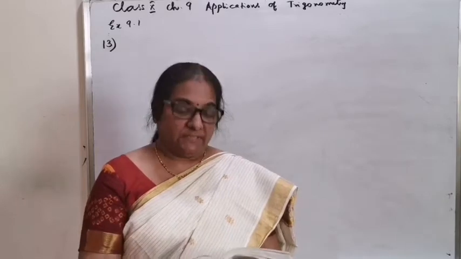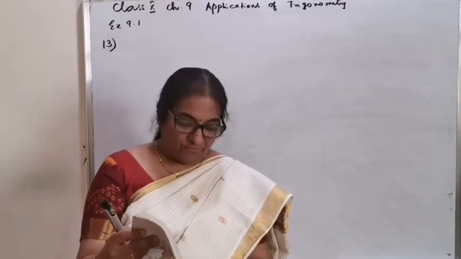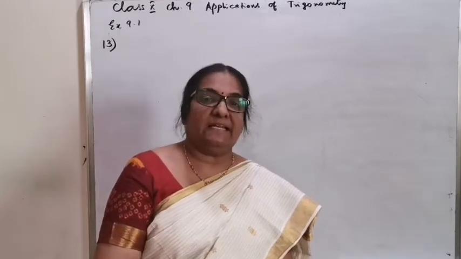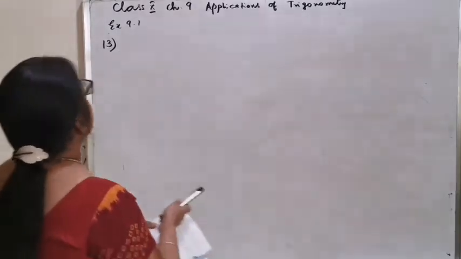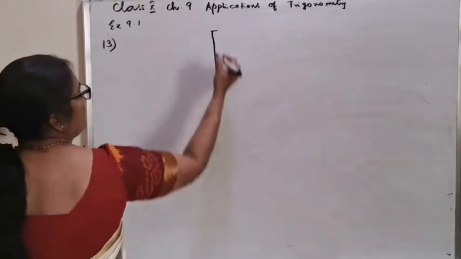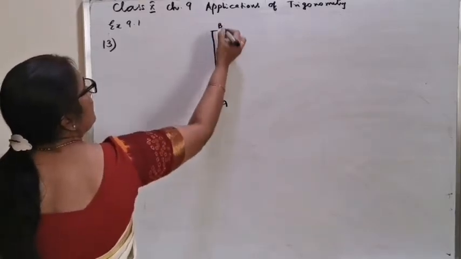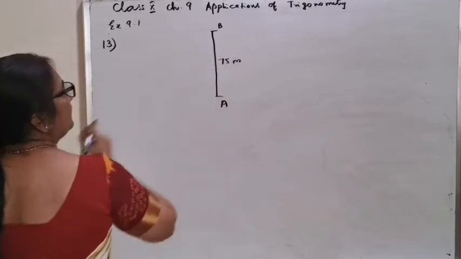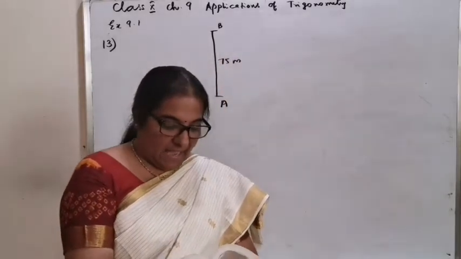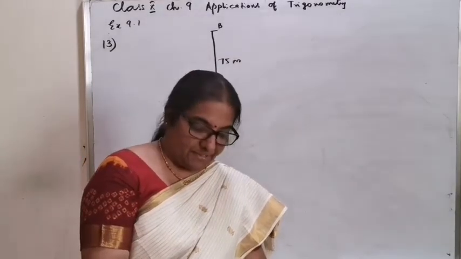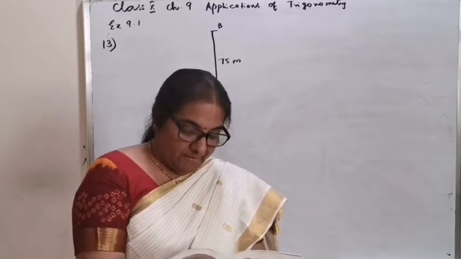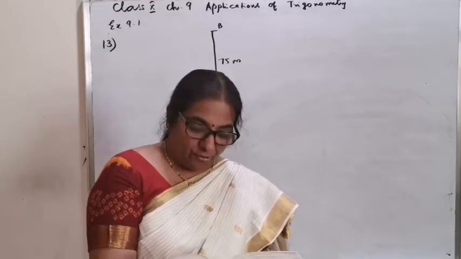As observed from the top of a 75-meter lighthouse from the sea level. That means there is a lighthouse. Let AB represent the lighthouse, 75 meter. Then the angles of depression of two ships, underline the word angles, are 30 degree and 40 degree.